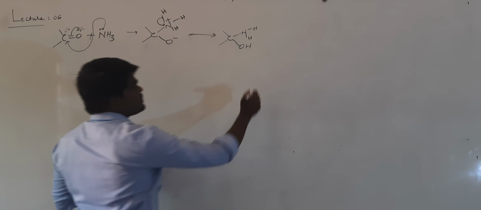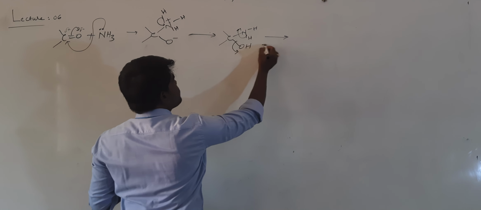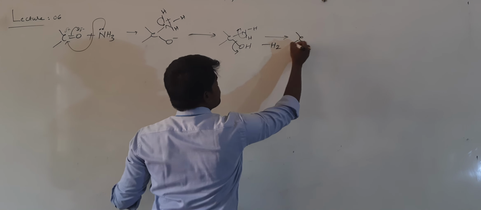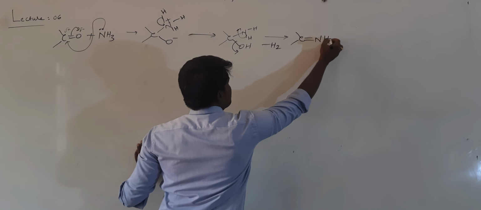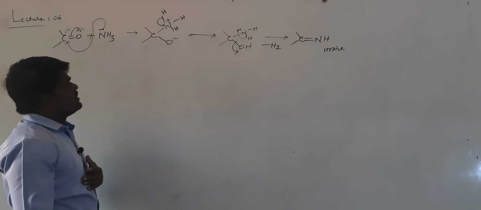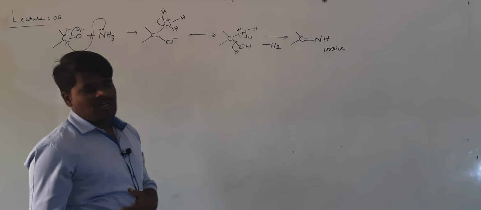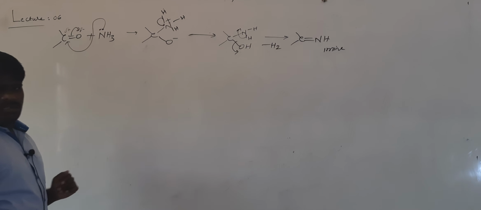Right? Now this is what happens on slight heating. Removal of a water molecule takes place, and it will be converted into a compound called imine. This is the mechanism. In place of this hydrogen, if you keep a Z, that will be a derivative of ammonia. So this is the mechanism involved.